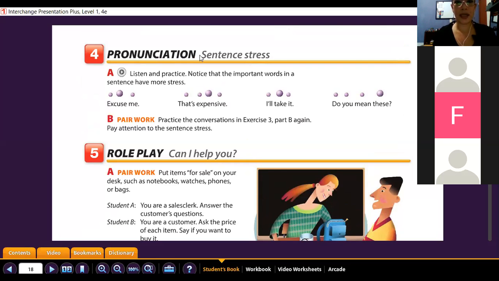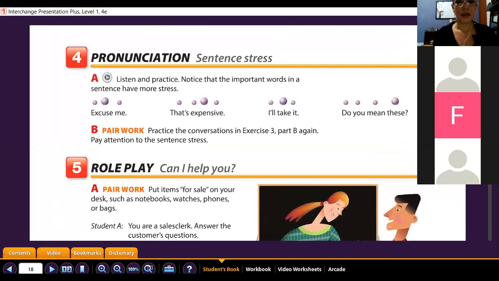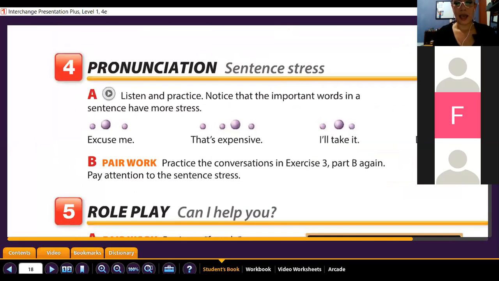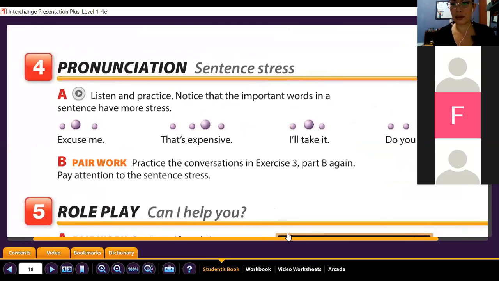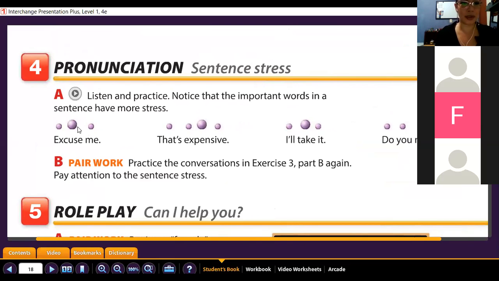Okay, I'm going to play the recording so you can repeat. And where you see this, we have the syllable stress, right? The biggest dot here represents the stress.